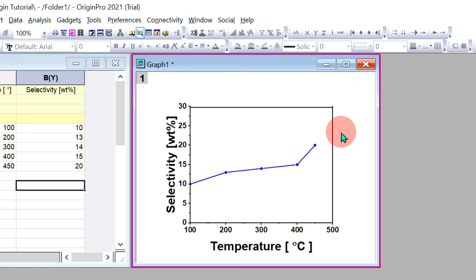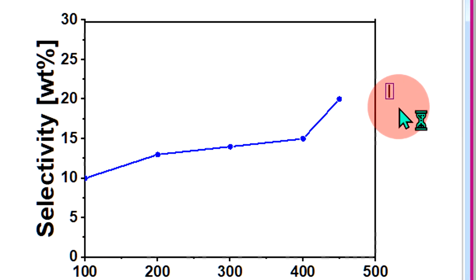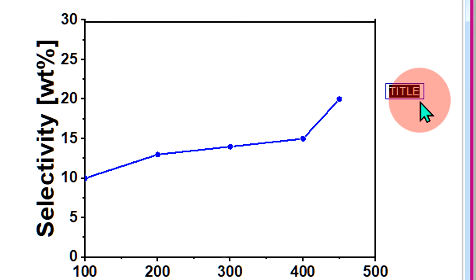To add the title, right click outside the chart area and you will see here the option of add text. Click on this and you will see this small blue box with the cursor blinking inside it. Now type whatever you want inside this box and then you can press Ctrl Alt to select the letters.